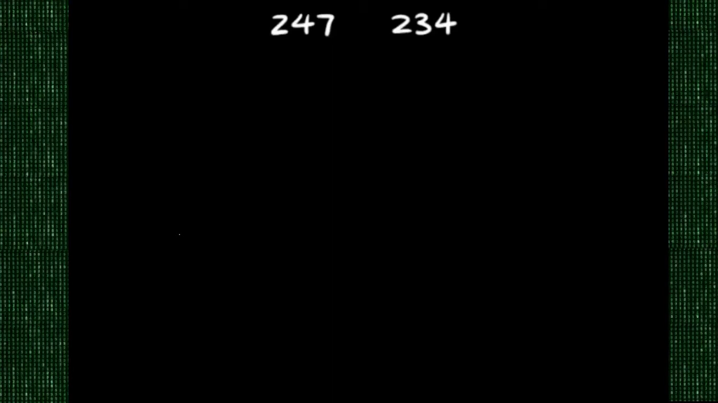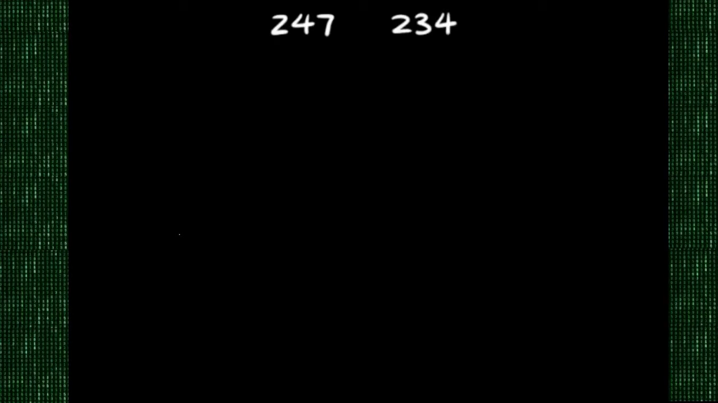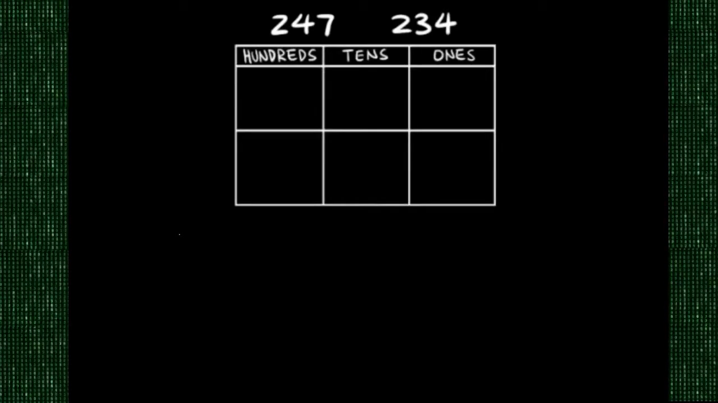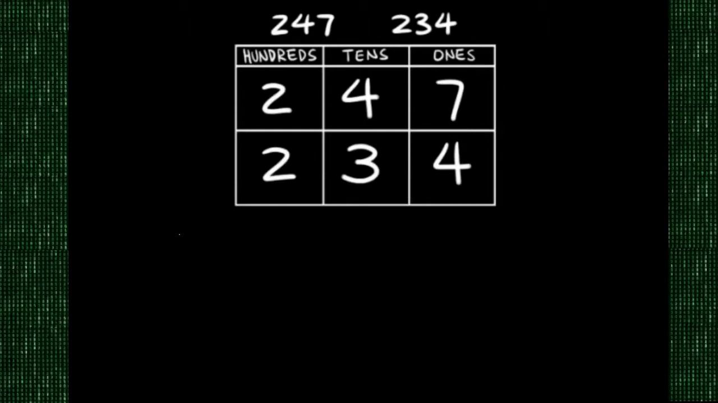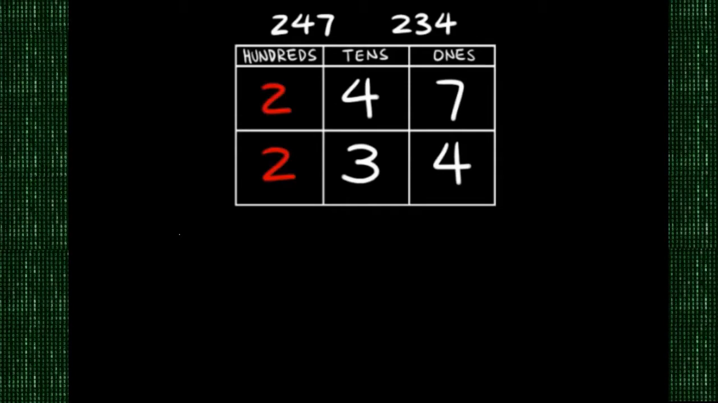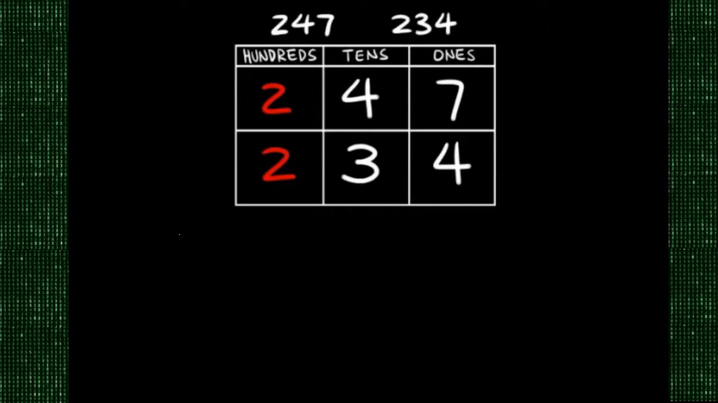So let's take a look back at something we did yesterday. Look at these two three-digit numbers, 247 and 234. The way that we learned to compare them yesterday was to look at the place value, starting with the bigger number first, the hundreds. Well, if we look at the hundreds here, both of them are 2. Well, we can't tell which number is bigger by looking at the hundreds because 2 equals 2. That means they're the same. So when that happens, what are we going to do?